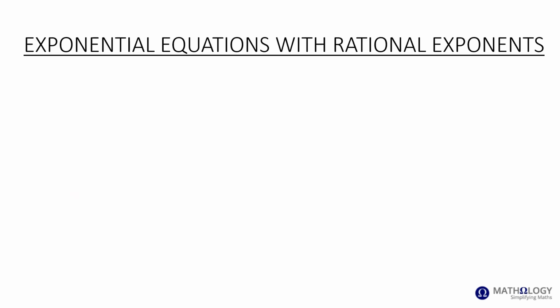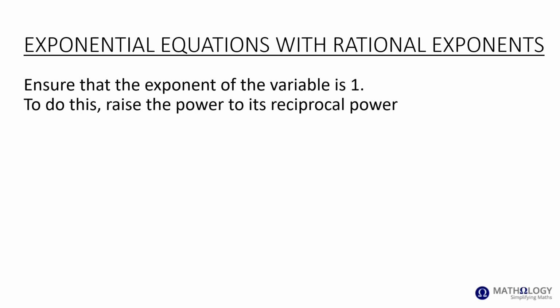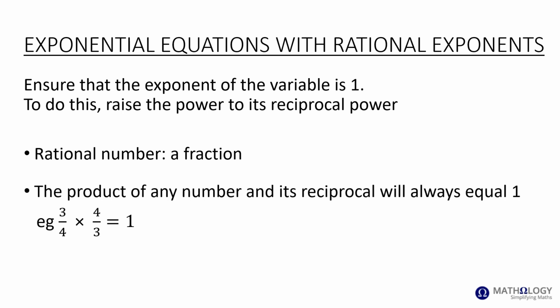When solving exponential equations that involve rational exponents, we first isolate the term that contains the variable, and then we raise the exponential term to its reciprocal power. Before we continue, recall that a rational number is any number that can be expressed as a fraction. Rational exponents are therefore fractional exponents. Also recall that the reciprocal of a number is obtained by inverting the numerator and denominator of that number.